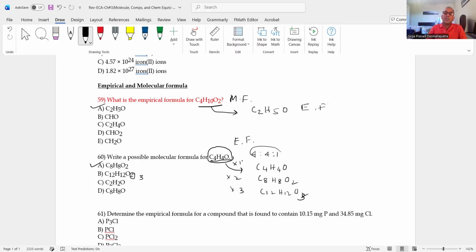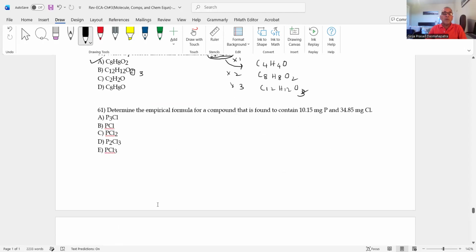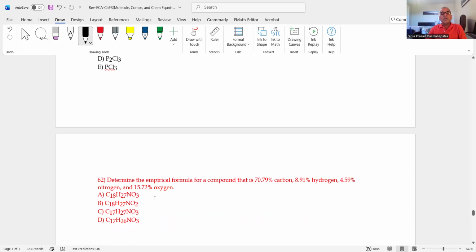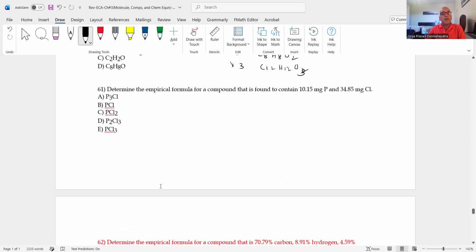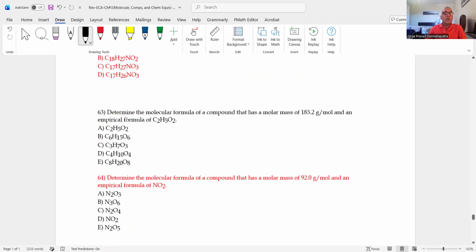So given a choice, you will always like to find out the empirical formula first, and then you will find out the molecular formula. From the empirical formula, you will find out the molecular formula. So in this particular section, I will show you first how to find out the empirical formula and then go to the molecular formula. In this exercise you will find problems 61 and 62, how to find out the empirical formula, and then we will show you in 63 and 64 how the molecular formula is found out from the empirical formula.